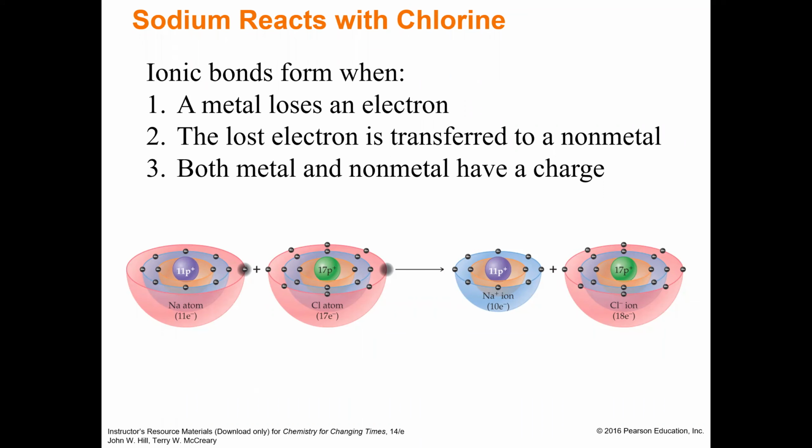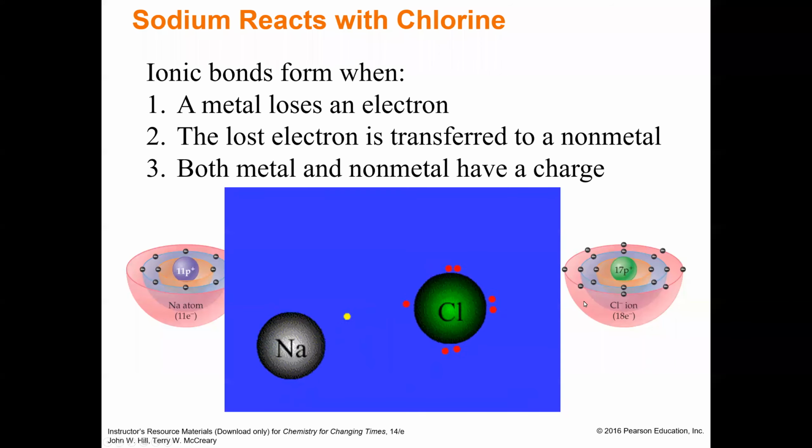Now, some people teach it as the sodium's positive, chlorine's negative, and they come together. No, they're both neutral. So the transfer of the electron induces the charge, which brings them together. So think about it like that. Once the electron's transferred, then they have the necessary charge to come together and attract one another. And this makes both the metal and the nonmetal have charge. So here's basically how it happens.